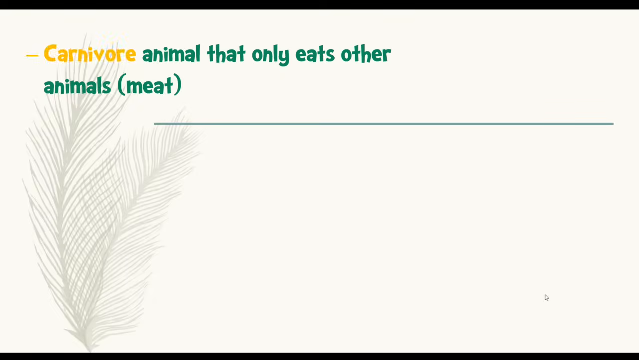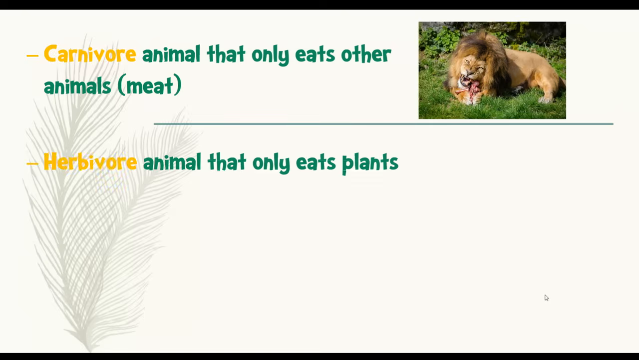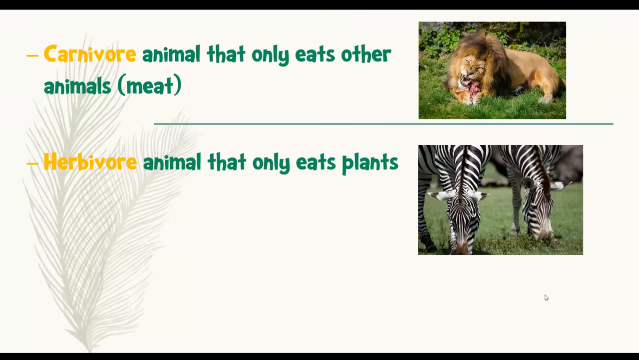Okay, then we have three types of animals. We have the carnivore, an animal that only eats other animals, which is meat. Like the lion only eats other meat. Then we have the herbivore, an animal that only eats plants, kind of like the flat teeth. And again, zebras have flat teeth and they only eat plants.